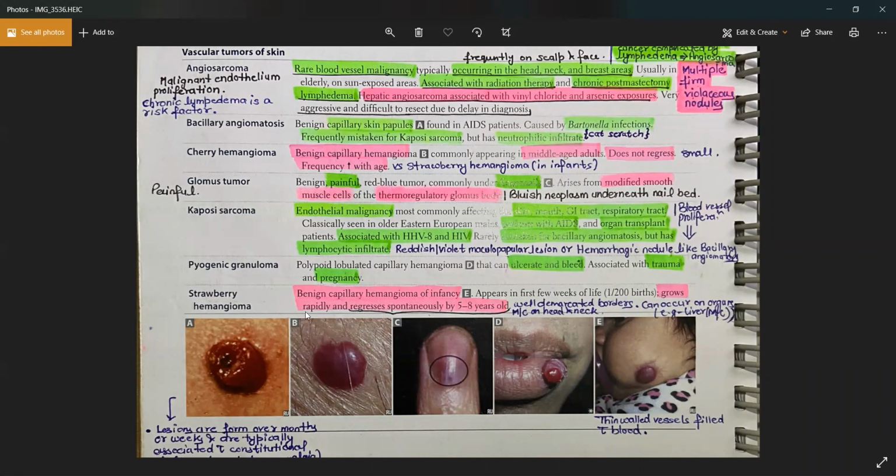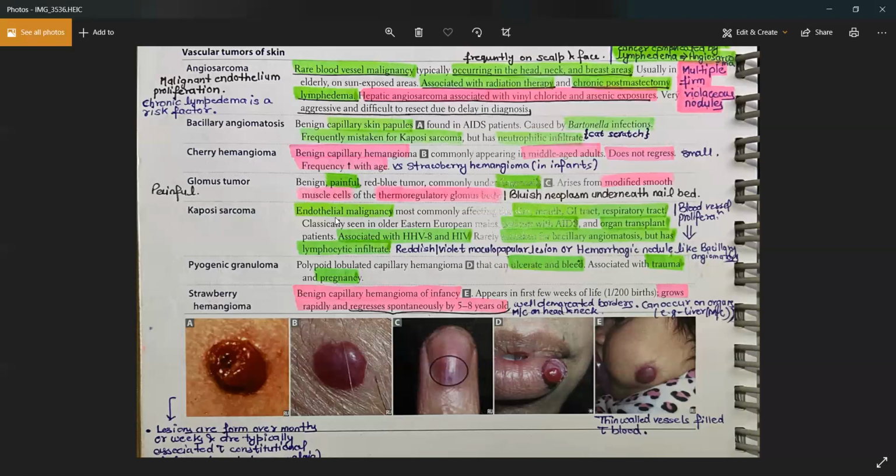Any doubt on the strawberry hemangioma or the cherry hemangioma? No, thank you. Okay, then you have the glomus tumor, very important. First you need to remember that glomus bodies are modifications of smooth muscle cells, and these bodies maintain the thermoregulatory mechanism in the fingertips and nails.